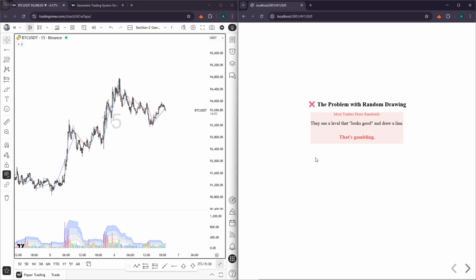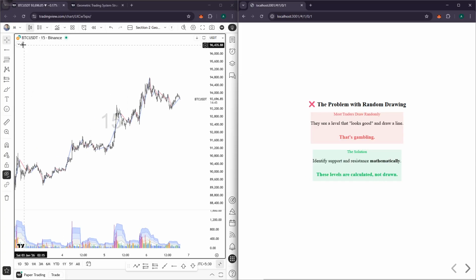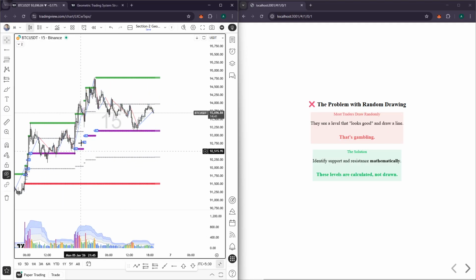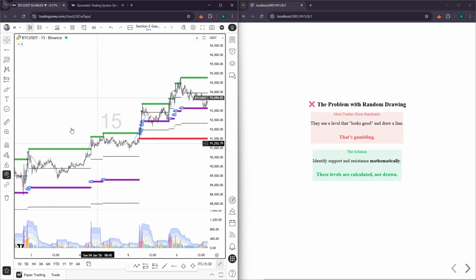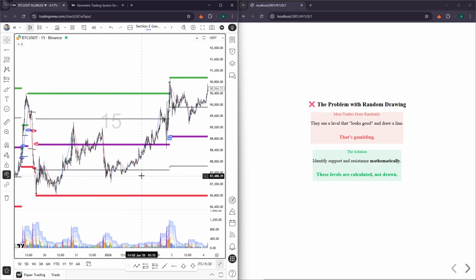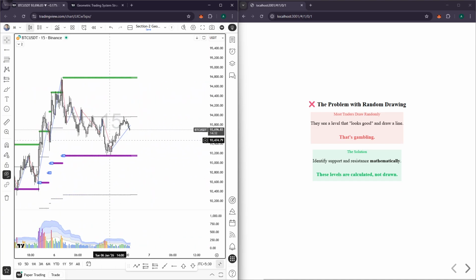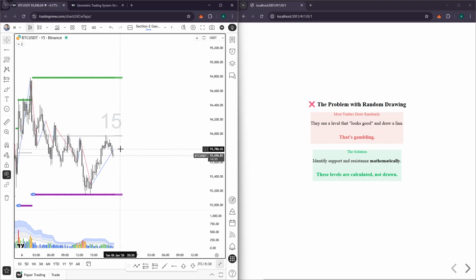All right, so the solution that I told you is to identify support and resistance mathematically. If I come here and draw this one, you can see these levels are automatically drawn for you. What we just need to do is understand what it's doing.